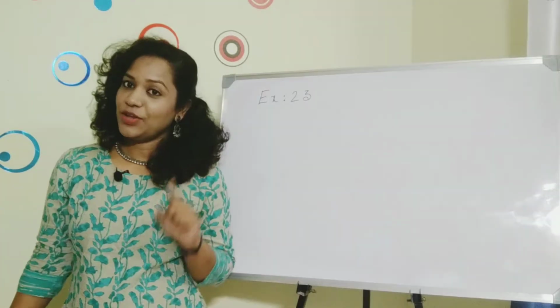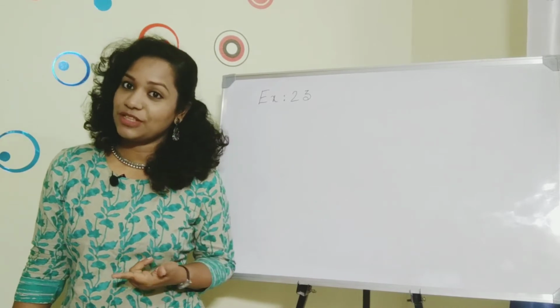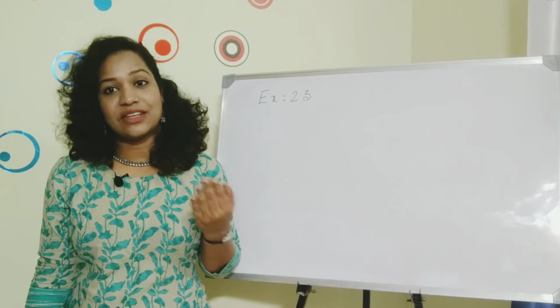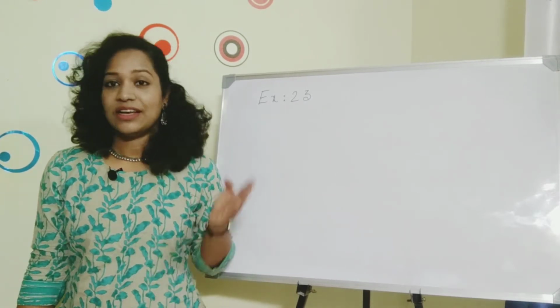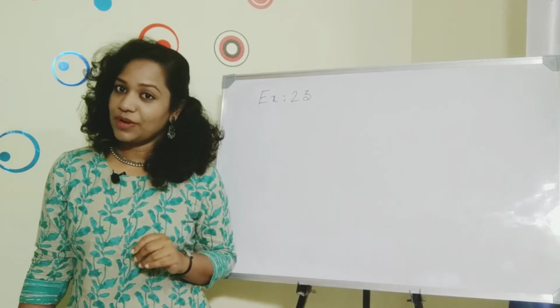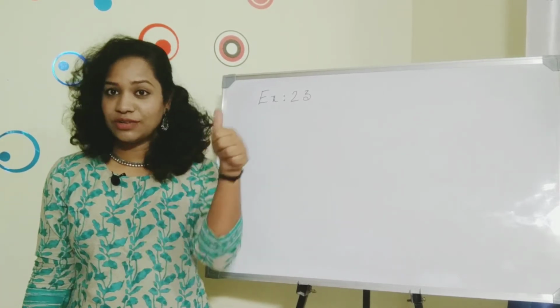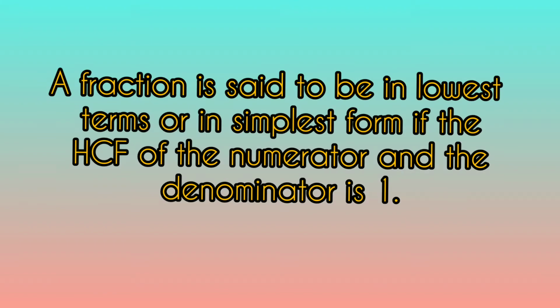Okay? Did you all understand how to check whether the given fraction is in its simplest form or not? First, we have to find out the HCF of the numerator and the denominator. If the HCF is 1, the given fraction is in its simplest form. Otherwise, it's not. If you have understood, give me a thumbs up. Good job.